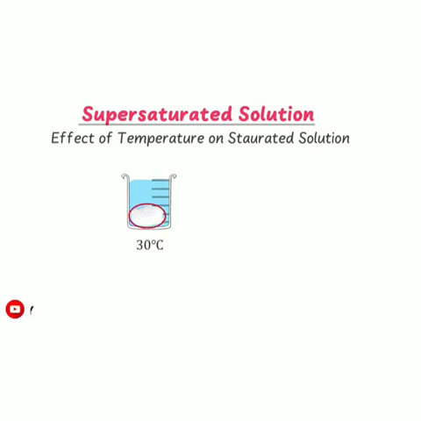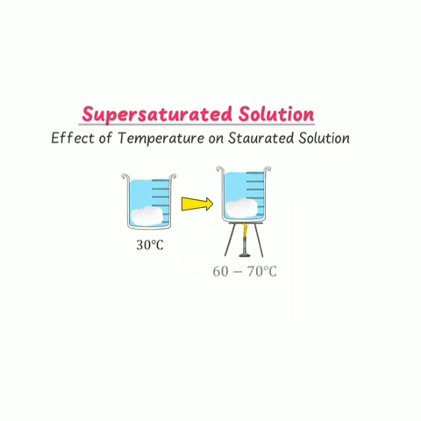Now what is the effect of temperature on saturated solution? It is a saturated solution because the salt remains at the bottom. Okay, and it is at 30 degrees centigrade temperature. Now if I keep that beaker on a flame and heat up to 60 to 70 degrees centigrade, the salt remaining at the bottom will be dissolved by the heat. Understand? Whatever salt remains at the bottom will be dissolved at 60 to 70 degrees centigrade.